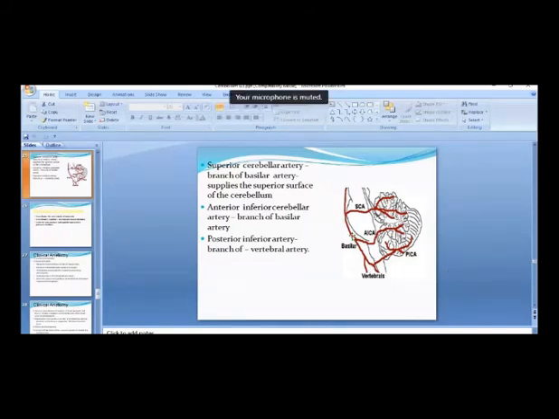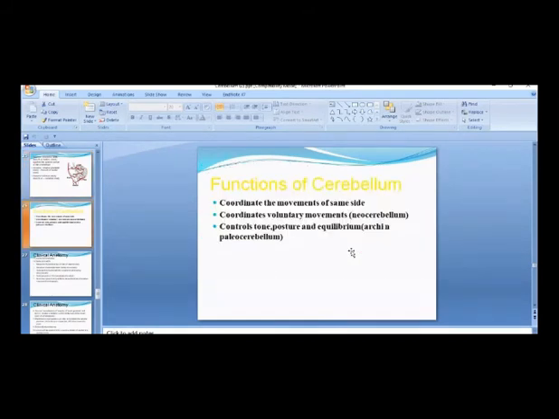This is again an MCQ question. These two are branches of the basilar artery, whereas PICA is a branch of the vertebral artery. So this is a viva question also. The posterior inferior cerebellar artery is a branch of the vertebral artery, whereas the anterior inferior and the superior cerebellar arteries are branches of the basilar artery.